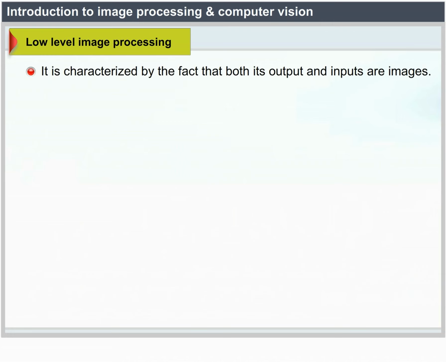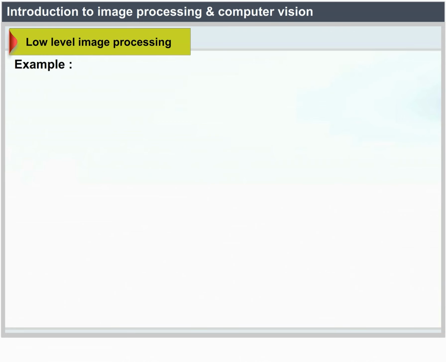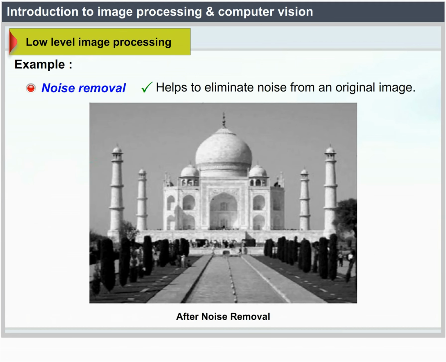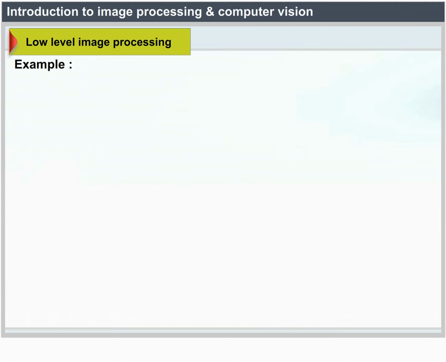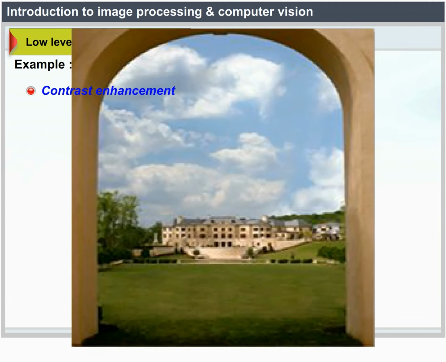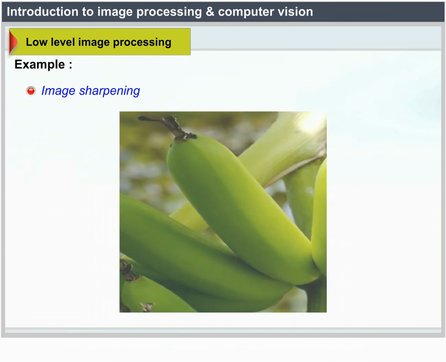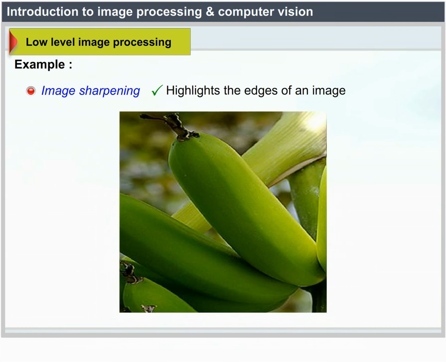Low-level image processing. It is characterized by the fact that both its inputs and outputs are images. Example: noise removal, used to remove noise from an original image. Contrast enhancement, used to improve the quality of an image. Image sharpening, highlights the edges of an image.